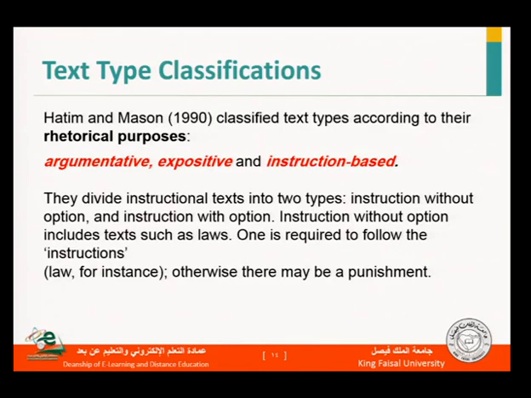Also, we talked about Hatim and Mason's classification of text types. They just talked about argumentative, expositive, and instruction-based text types. عندهم كان Hatim and Mason اثنينهم كان عندهم تقسيمة لأنماط النصوص في نمط يقول الجدلي ونمط تفسيري ونمط معتمد على التعليمات.